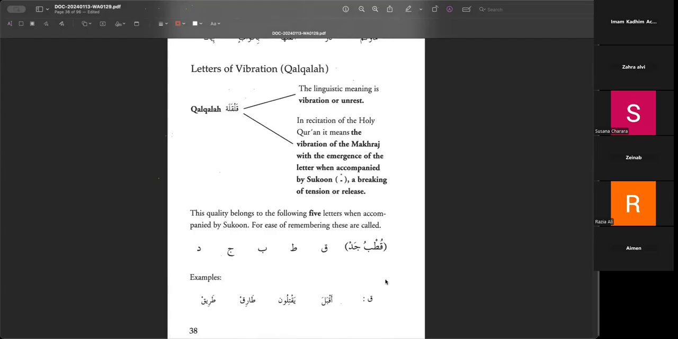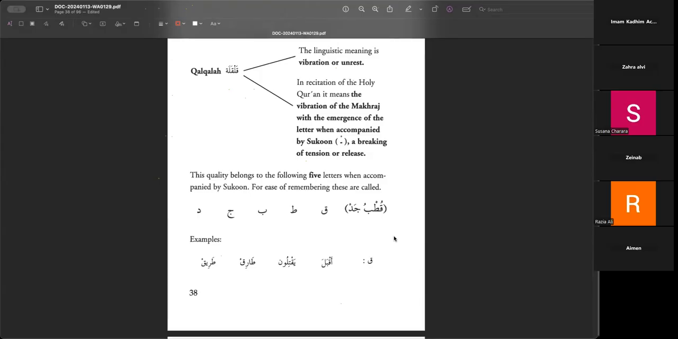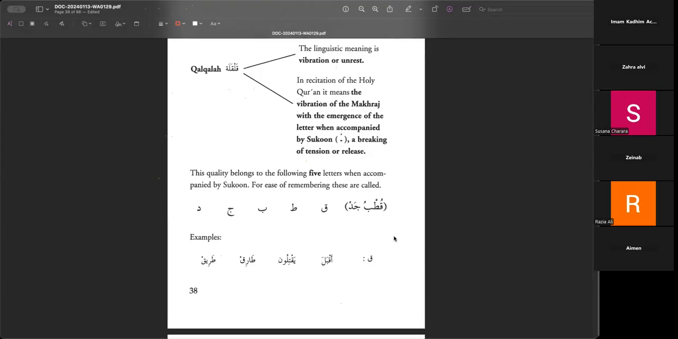Remember, it's not a full vowel, it's not with fatha, but also it's not with a sukun, and you don't have to stop midway. Like aqbala, I'm not really giving it qalqala, I'm just stopping. Aqbala, aqbala, aqbala.